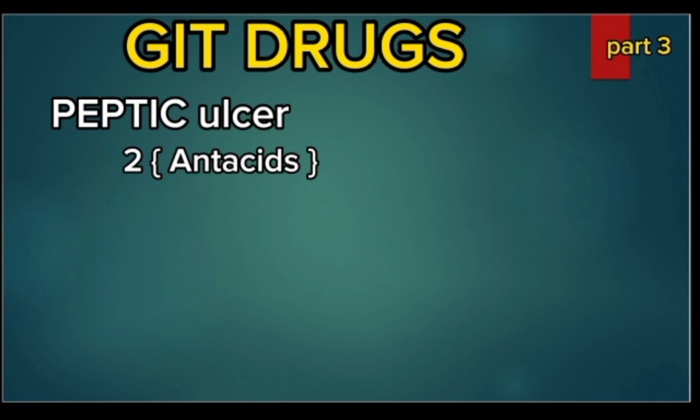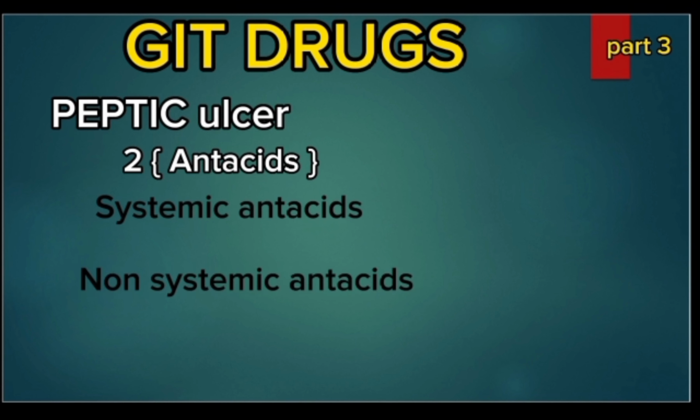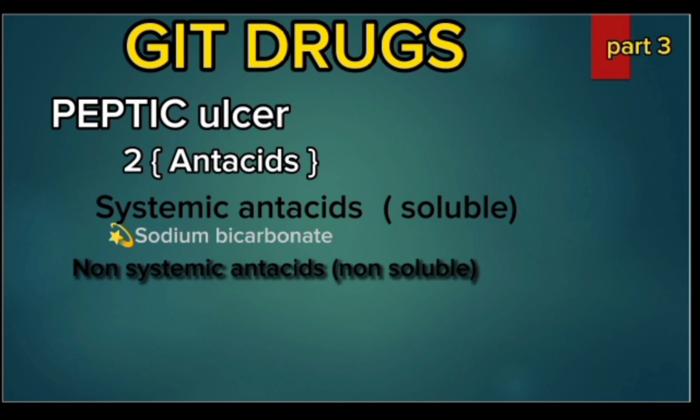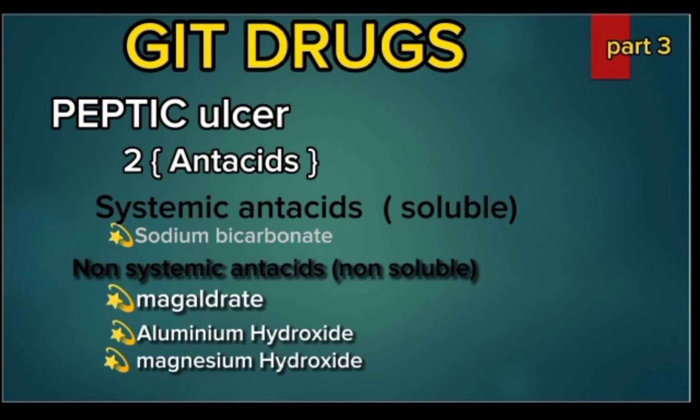So it includes some drugs which work systemically, that is systemic antacids, and some are non-systemic. The difference between these two is that systemic antacids are water soluble and non-systemic are not soluble. Systemic antacids include sodium bicarbonate, and non-systemic antacids include magaldrate, aluminum hydroxide, magnesium hydroxide and magnesium carbonate.